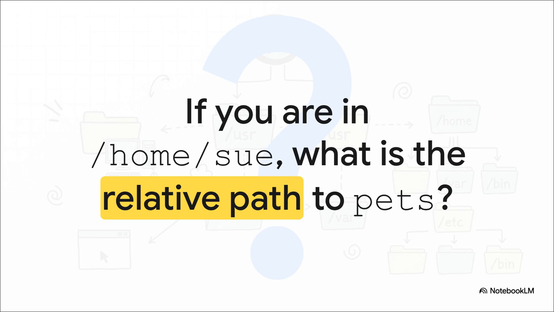Let's trace it out. From Sue, you have to go up one level to get to home. To do that, we use two dots, .. Okay, now we're in home. From there, we need to go down into Fred and then down into pets. So the whole path would be ../Fred/pets. That trick for go up one level, you are going to use that all the time.